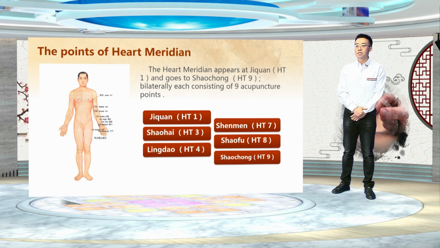The first 2 aspects of the heart meridian of hand, Shao Yin, have been covered. Now, let's start to learn the 3rd aspect, the points of the heart meridian. This meridian starts at Jiquan and goes to Shaochong. Bilaterally, it consists of 9 acupuncture points. In this knowledge point, we are going to learn 6 commonly used acupoints.